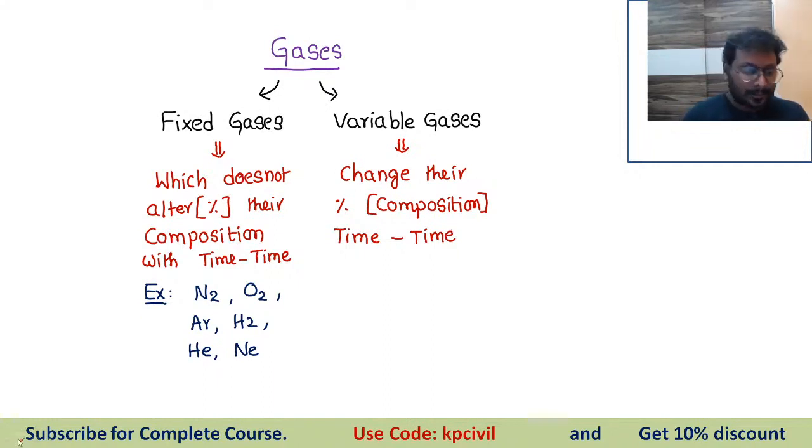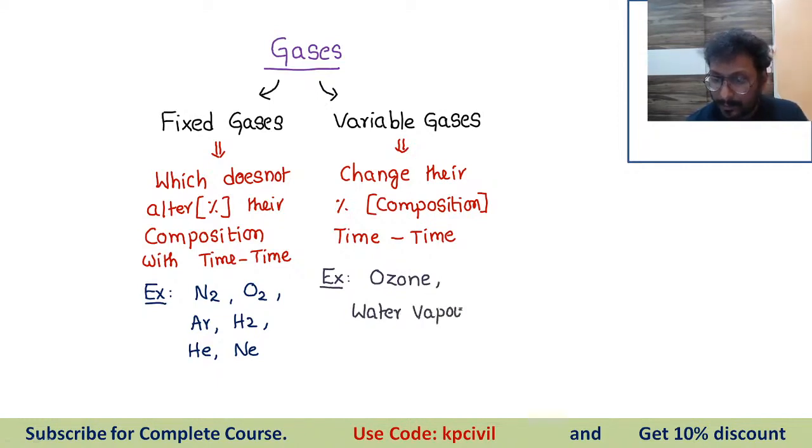Okay. Then those gases which change their percentage or composition from time to time, for example, ozone, water vapor, carbon dioxide, oxides of sulfur, etc. Those gases which modify their percentage from time to time.